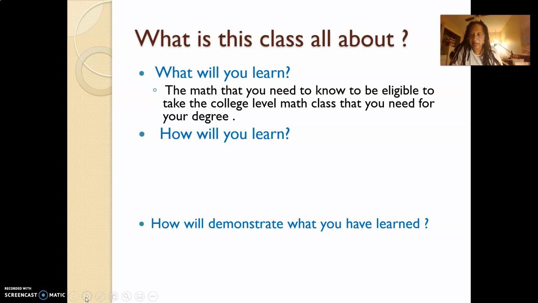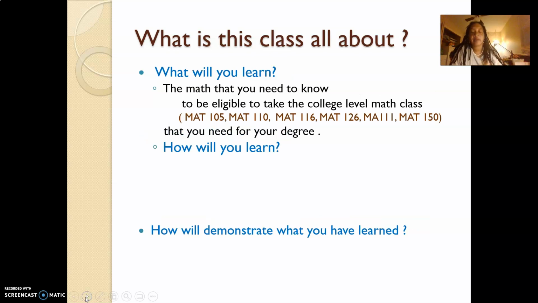So what do we mean by college level course? Here's some numbers and names of some college level math classes, and it might be that you need one of these for your major depending on what your major is. You might need MAT 105, you might need MAT 116, you might need MAT 150. So we want to get you ready to take any one of these college level math classes.